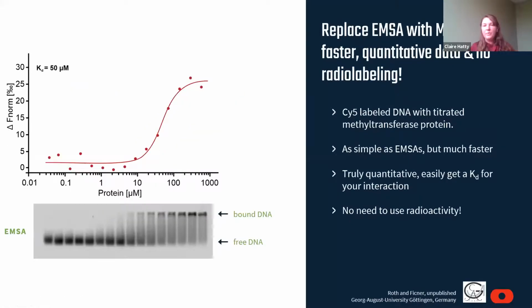Now, in this example, we have MST being used to measure an interaction between DNA and a methyltransferase protein, and this was in order to see if it could be used to replace an electrophoretic mobility shift assay, or EMSA. So in this case, the DNA was labeled with Cy5, and the unlabeled protein was titrated. And this revealed an interaction between the protein and the DNA with a KD of 50 micromolar.